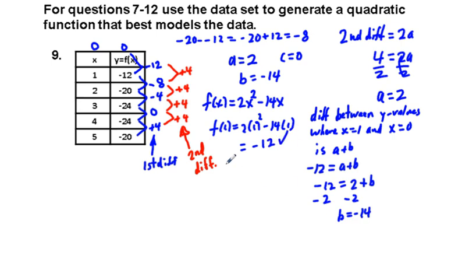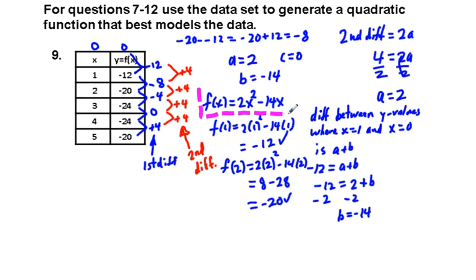Let's try one more, f of 2. F of 2, we're going to say 2 times 2 squared minus 14 times 2. So that's going to be 2 times 2 squared is going to be 8 minus 28, which equals negative 20. Is that right? Yes. So we've made a couple of tries, and it looks like we verified that our function is going to be this one, f of x equals 2x squared minus 14x.